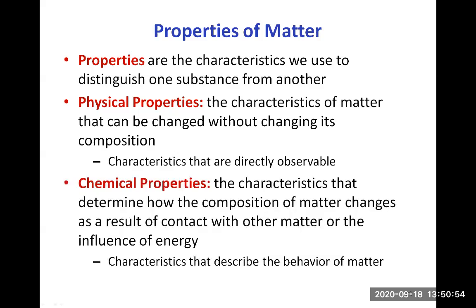Chemical properties, on the other hand, are characteristics that determine how the composition of matter changes as a result of contact with other matter or the influence of energy. So it's characteristics that describe the behavior of matter. And when you go through observing a chemical property, typically you will not have the substance you started with at the end.